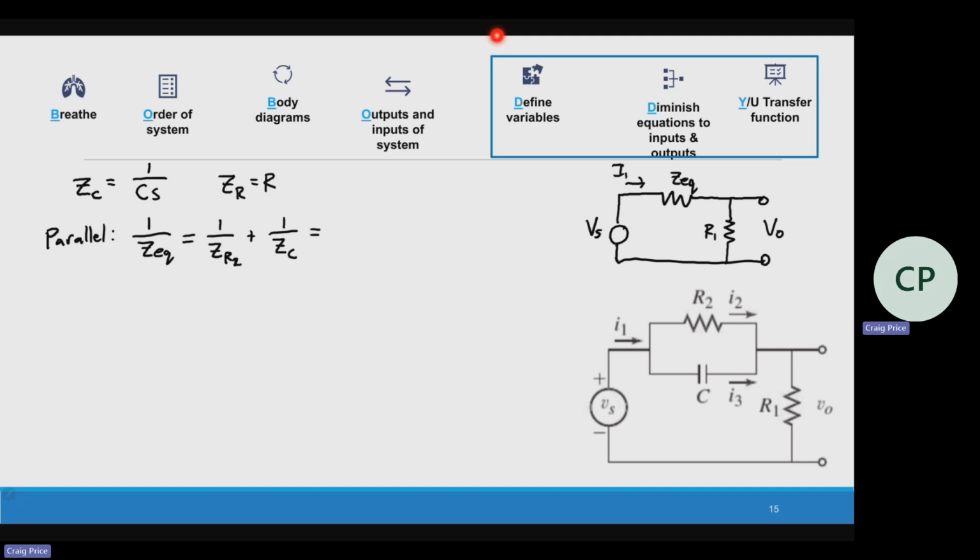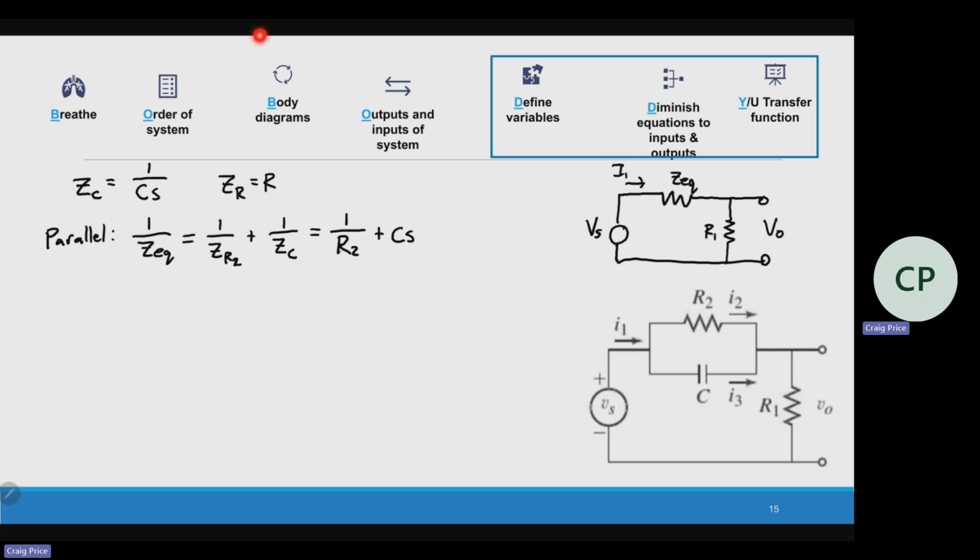So what does Z R2 become? Or 1 over Z R2 should be 1 over R2. Yeah, resistor is easy. What should 1 over Z C be? Just CS. Yep. So that's a 1 over CS. So that just flips it. So now I have 1 over R2 plus CS.